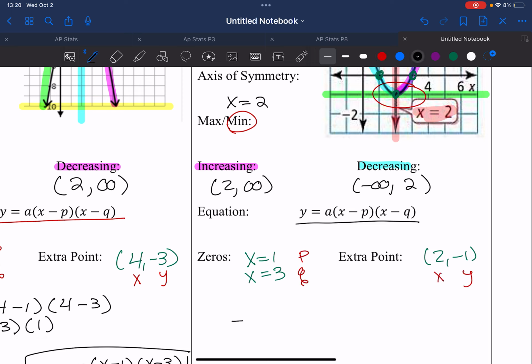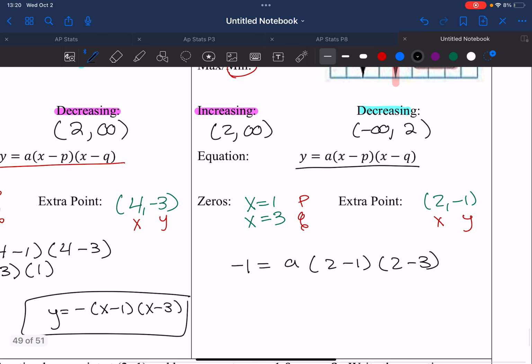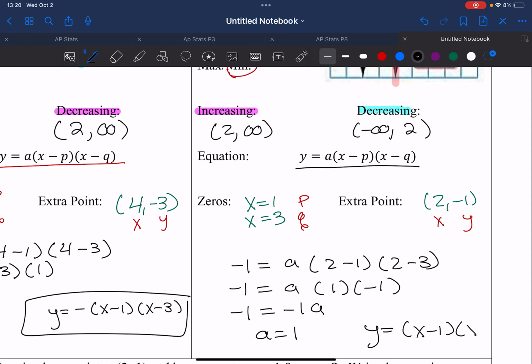So I have -1 is equal to a(2 minus 1)(2 minus 3). -1 is equal to a times 1 times -1. So -1 is equal to -1a, so a is equal to 1. So I have y is equal to a, and since our a is 1, I don't have to write it. (x minus 1)(x minus 3).